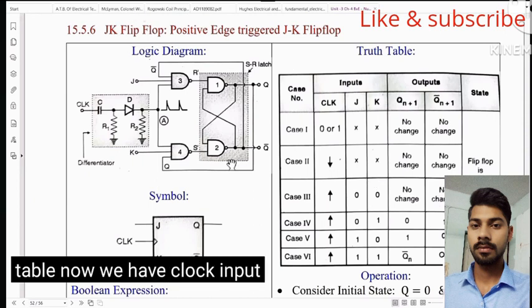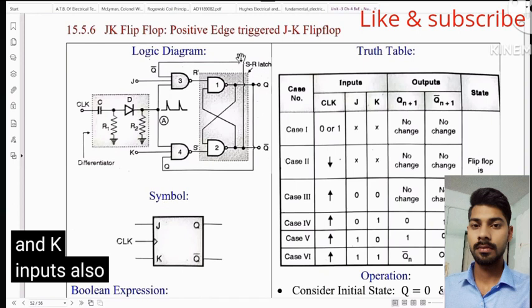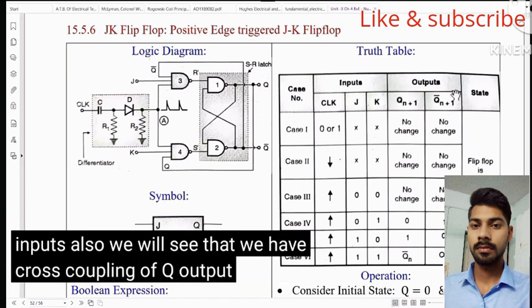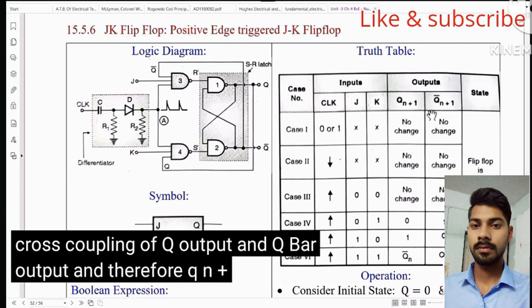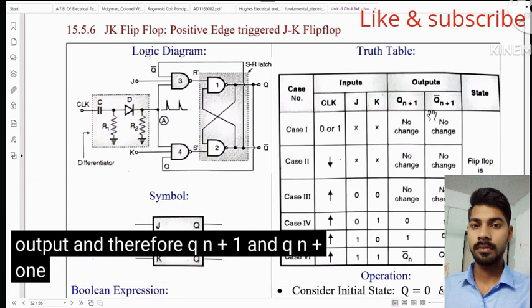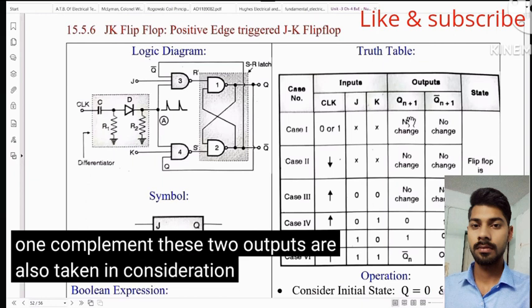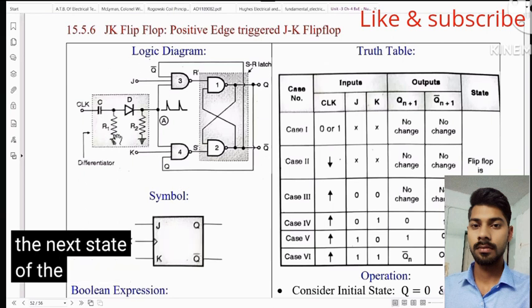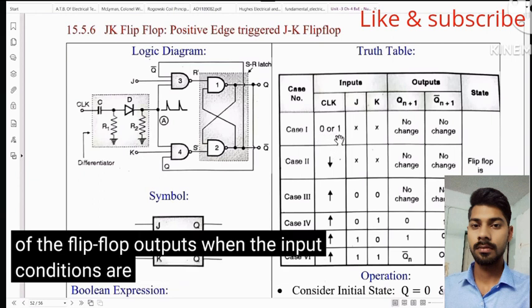Now we have clock input, J input and K input. Also, we will see that we have cross coupling of Q output and Q bar output. And therefore, Qn plus 1 and Qn plus 1 complement, these two outputs are also taken into consideration. Qn plus 1 is the next state of the flip-flop outputs when the input conditions are changed.